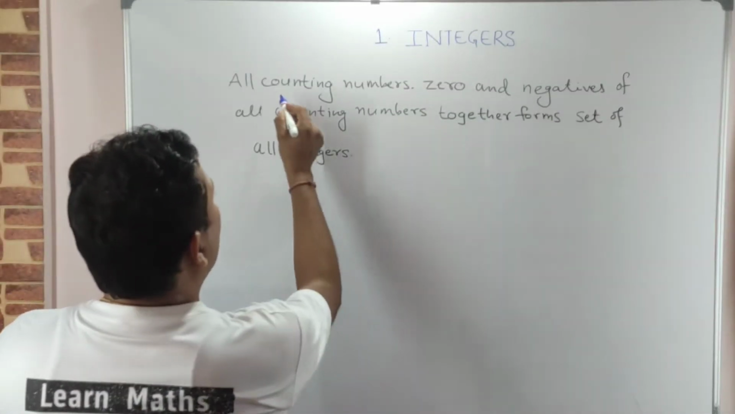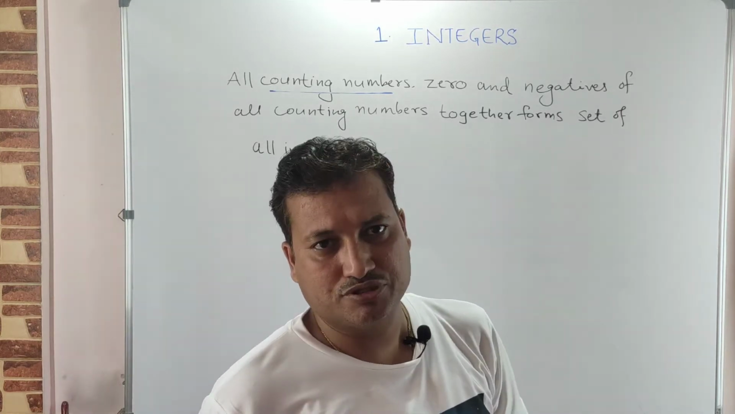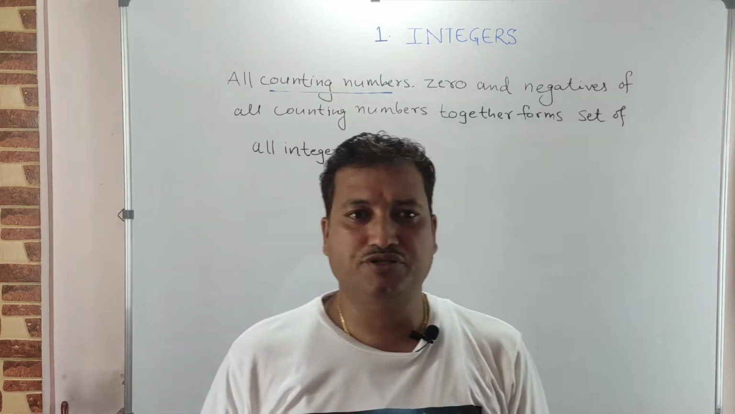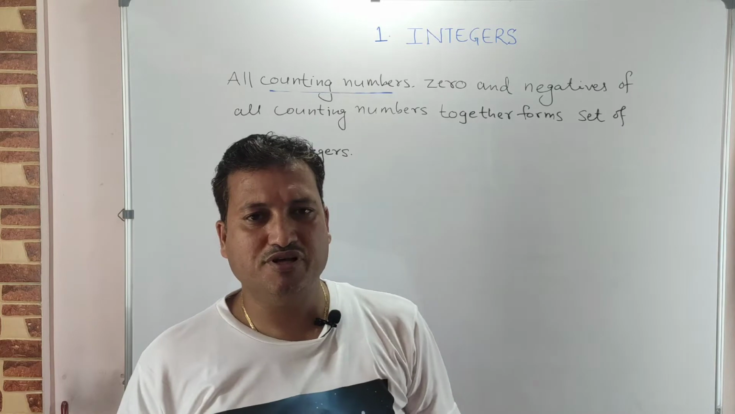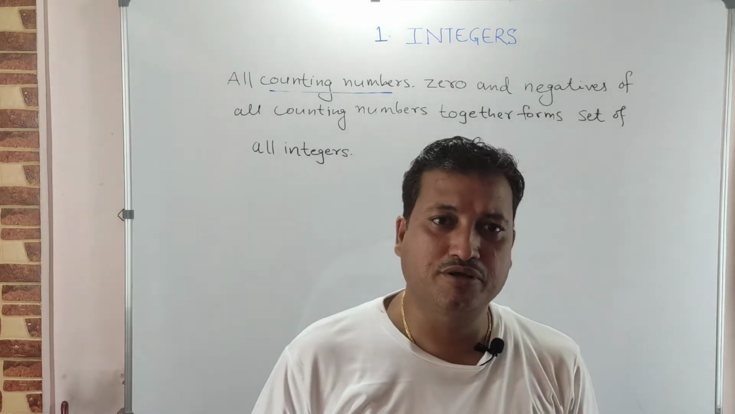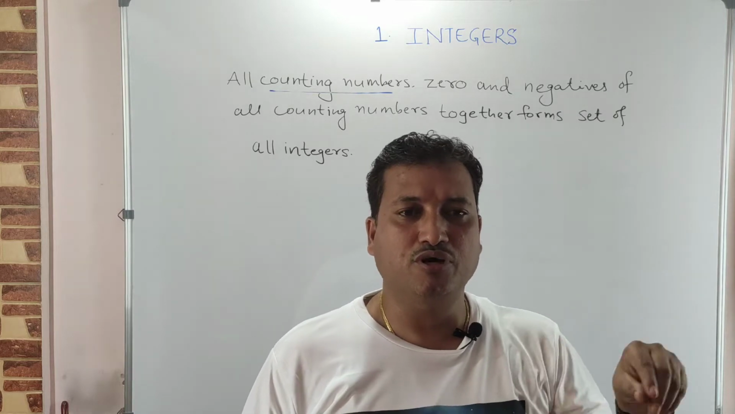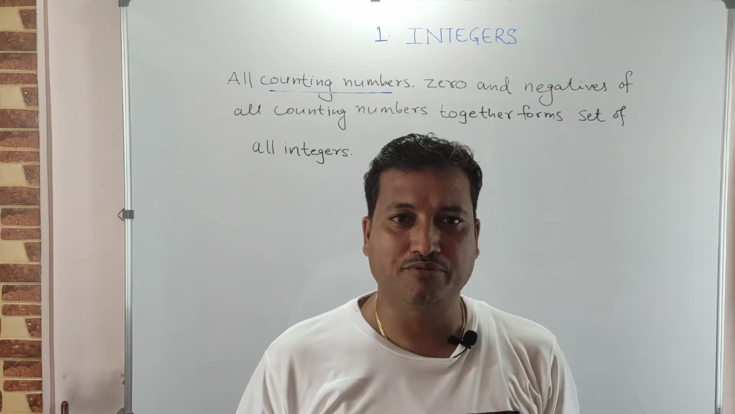So all counting numbers. What do you mean by counting numbers? Counting numbers क्या होता है? For example, if I ask how many members are there in a family, you may say there are 3 members, there are 2 members, there are 5 members in a family. So the numbers I have used right now, 2, 3, 5, are called counting numbers.